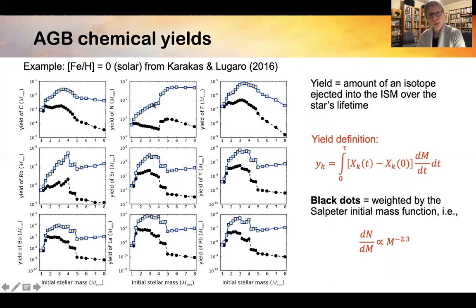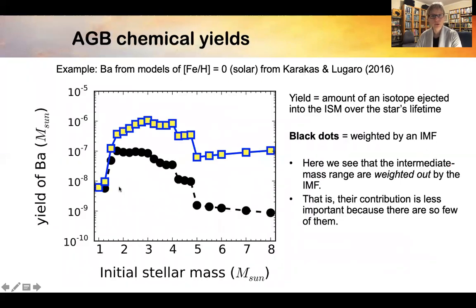So the yellow points show the yield. This is the raw yield. This is the amount ejected compared to the initial amount in the wind, shown in the blue squares here. Now the black dots are where I've weighted by a Salpeter initial mass function, which is a power law. And you can see then, for example, if I look at barium, which I'll focus on in my next slide, which really focuses here.